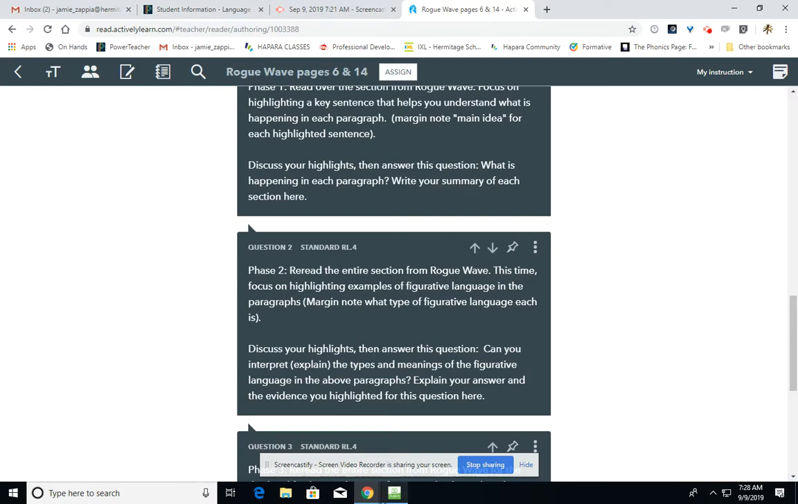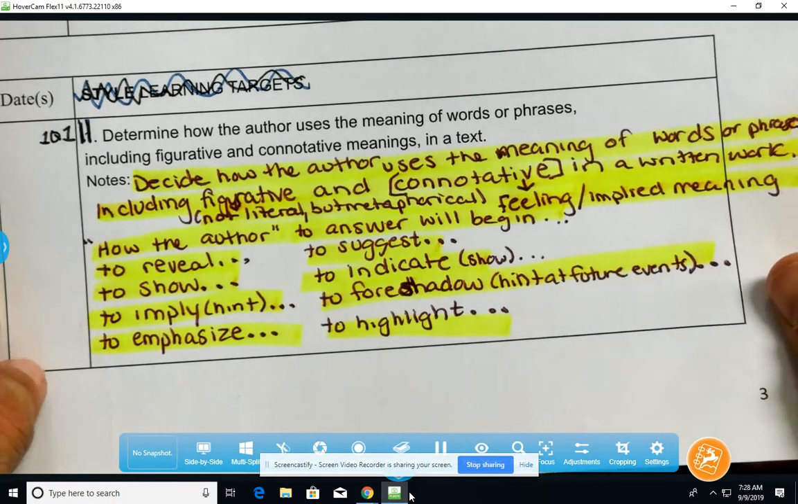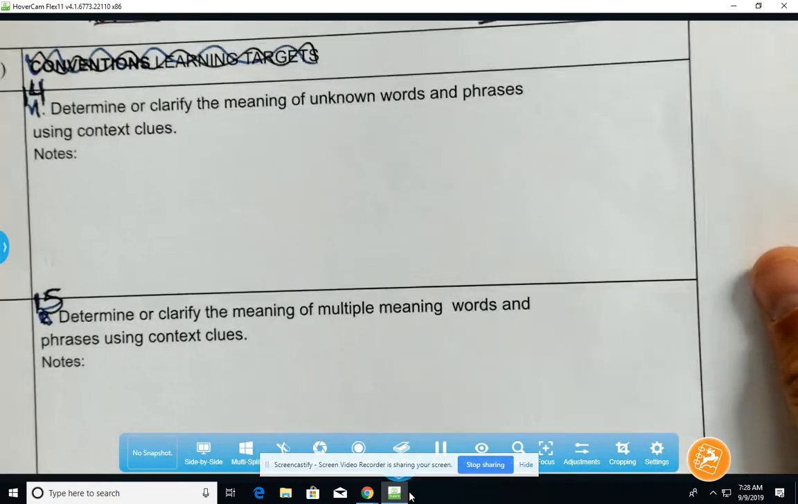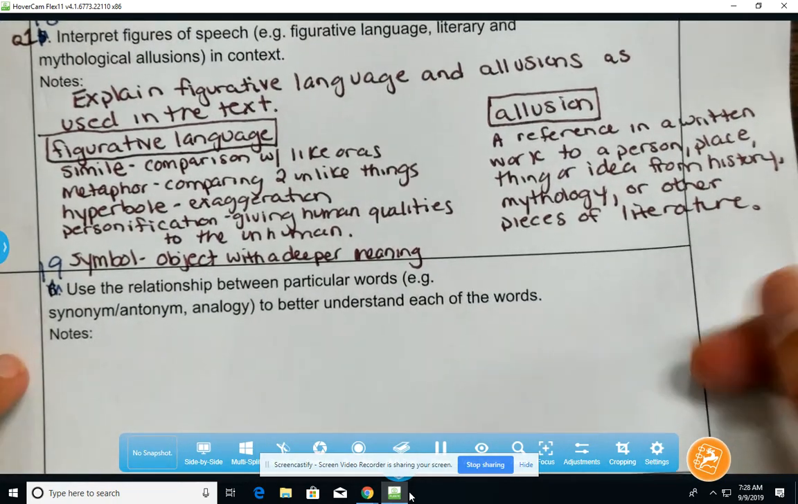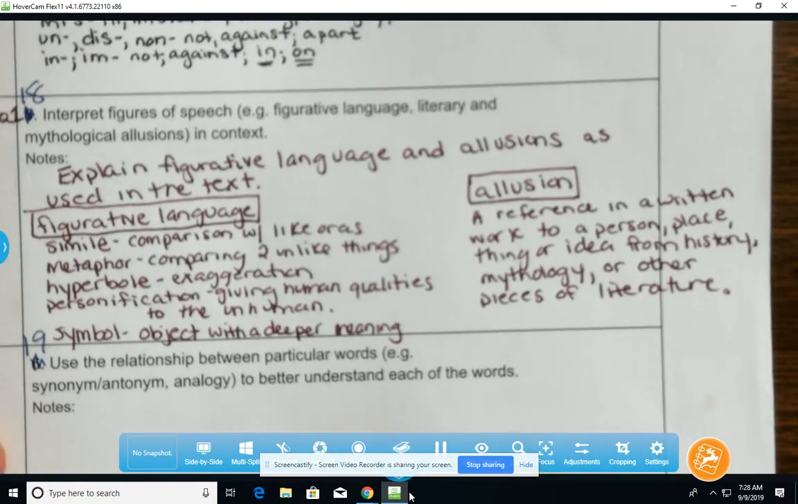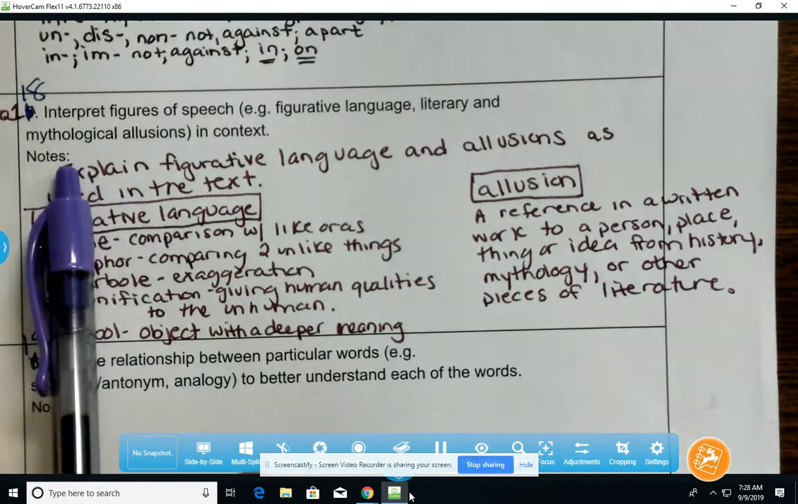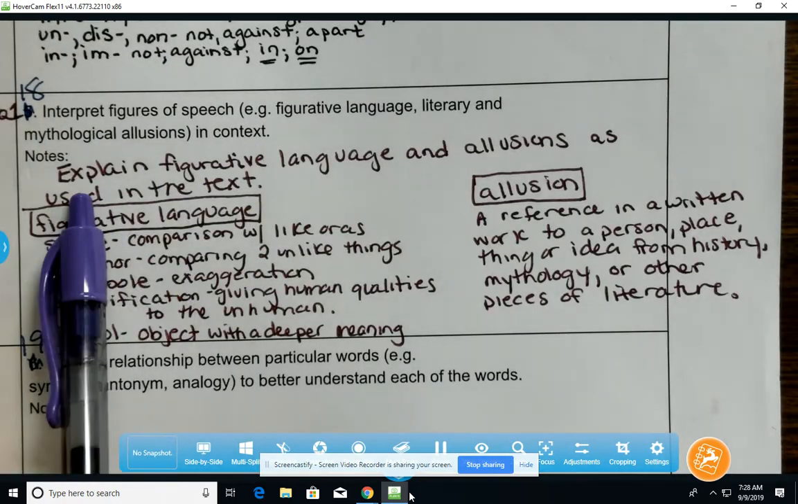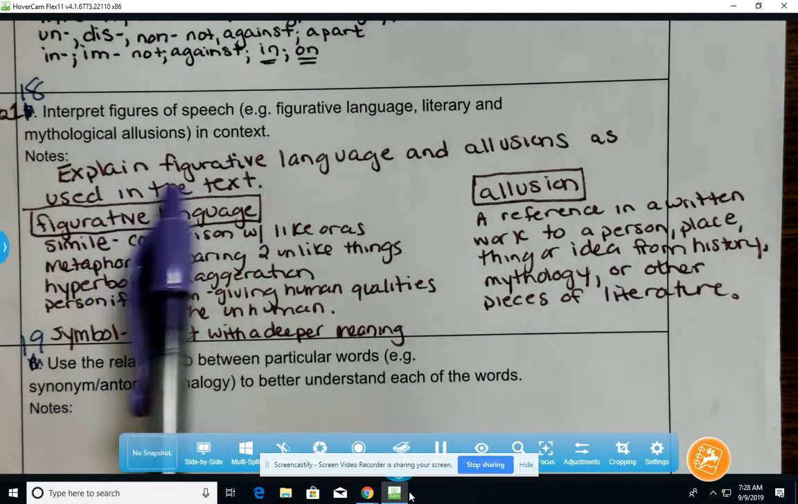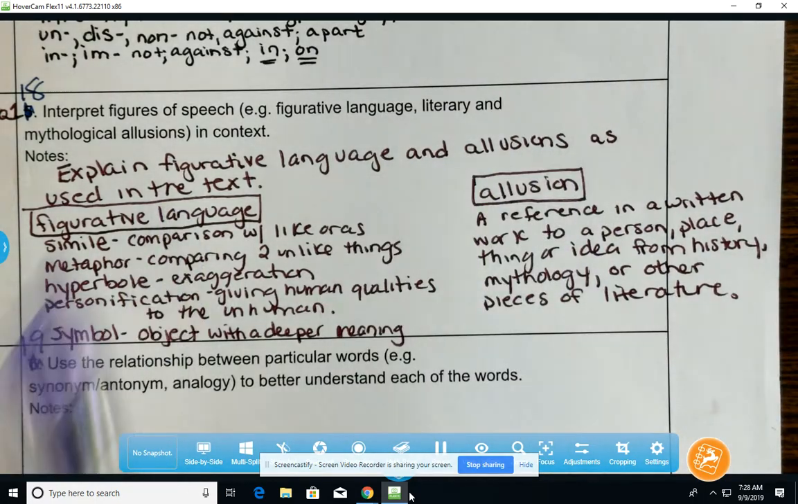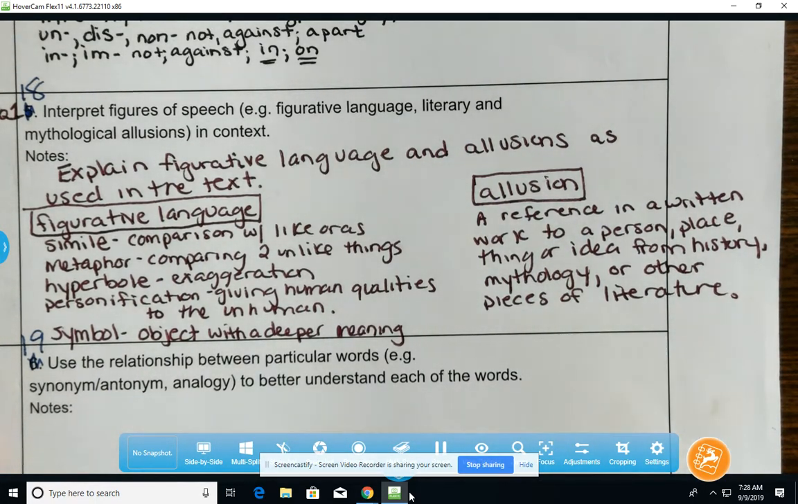And so that brings us to our last learning target, which is learning target number 18. And so that is saying I can interpret figures of speech, figurative, literary, and mythological allusions in context. In regular language, that means they're going to explain what figurative language and allusions are as used in the text. So explain the figurative language and the allusions, explain the comparisons, explain what they're alluding to.